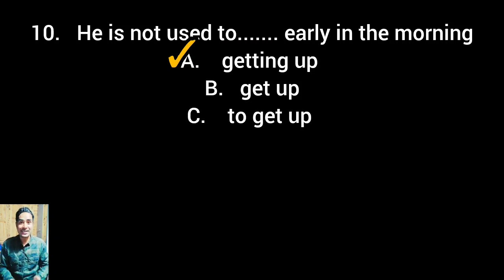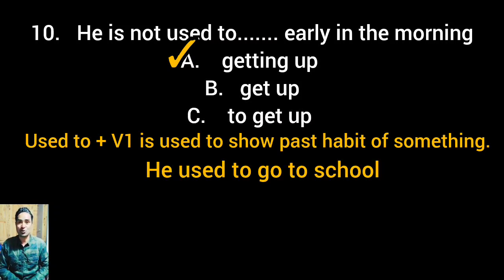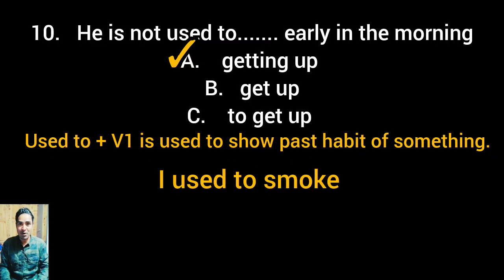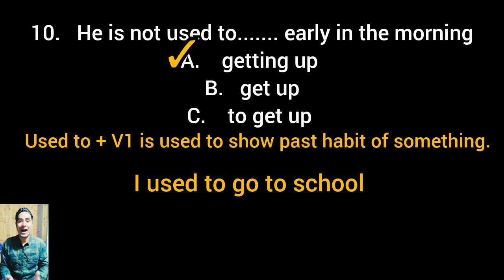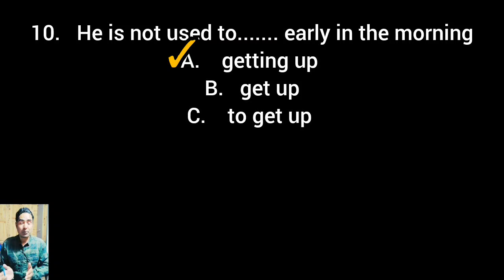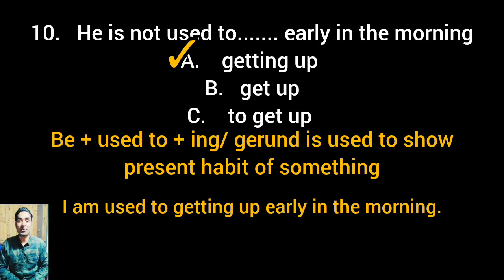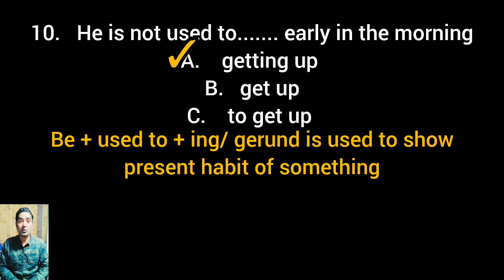When we talk about the first, used to, generally we use it in the sense of past habits. He used to go to school. Now he doesn't. I used to smoke. Now I don't. So in this case, I'm talking about my past habit. The second is be family verb plus used to. It tells us about a present habit. I am used to getting up early in the morning. This is the correct answer. So B will be the correct answer.